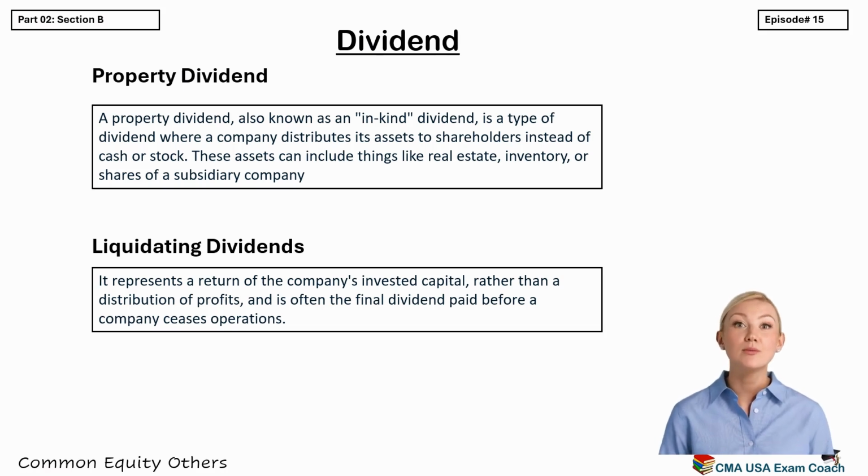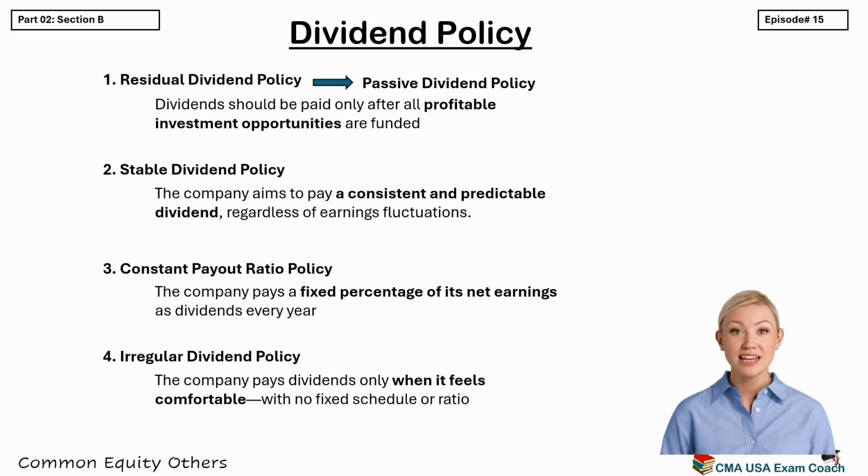Now let's explore the important concept of dividend policy. Dividend policy refers to a company's strategic decision on how much profit to distribute to shareholders as dividends and how much to retain for reinvestment in the business. Every company must choose a dividend policy that aligns with its long-term goals, cash flow situation, and the expectations of its investors. There are 4 main types of dividend policies that we need to understand.